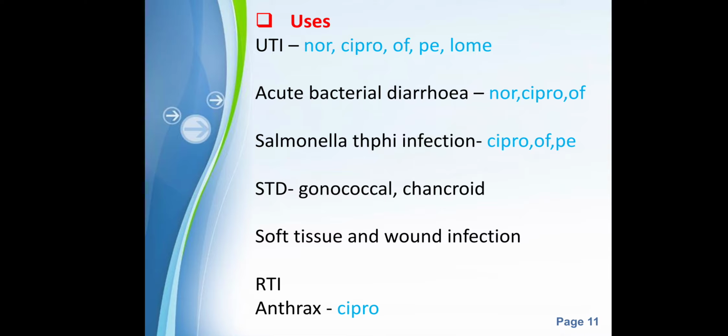So in UTI, norfloxacin, ciprofloxacin, ofloxacin, pefloxacin, lomefloxacin all are used. In bacterial diarrhea, these drugs are all used. In typhoid, ciprofloxacin and pefloxacin are used, right? These are the STDs where they are used. Okay, RTI is nothing but respiratory tract infections.